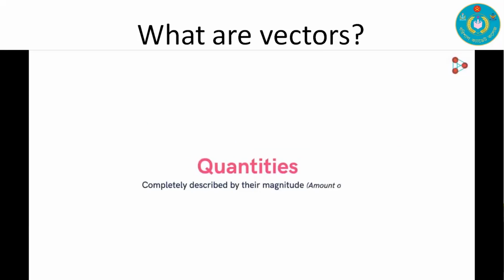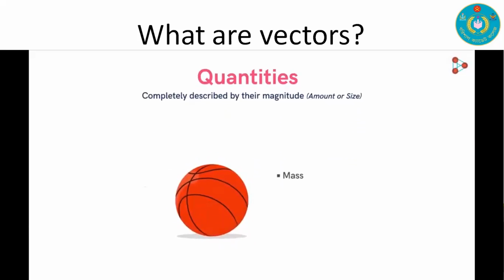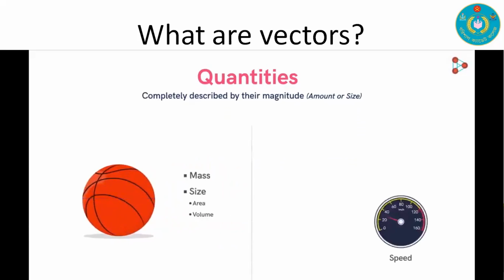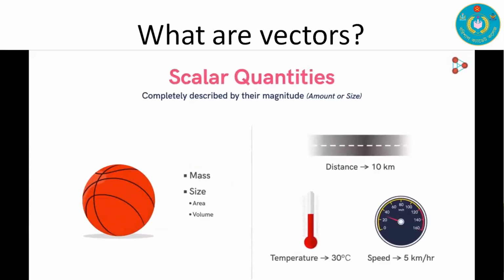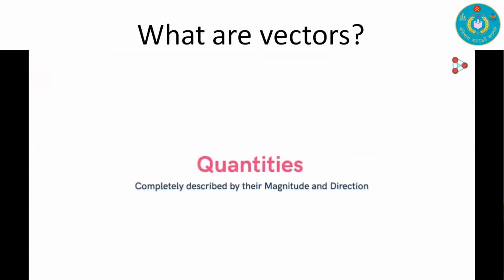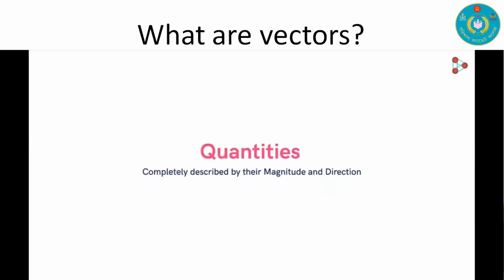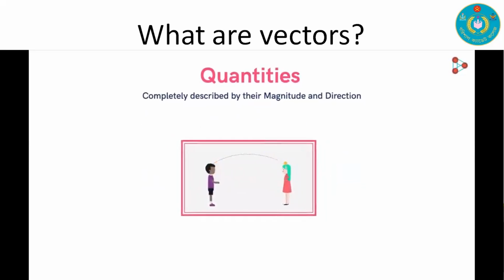And the quantity, the distance, is a scalar quantity and is completely described by its magnitude. Here, the examples are mass, the size of any ball, the area or the volume, which are scalar quantities, like distance, temperature, and speed. Because these quantities can be described only with magnitude, that's why these are examples of scalar quantities.